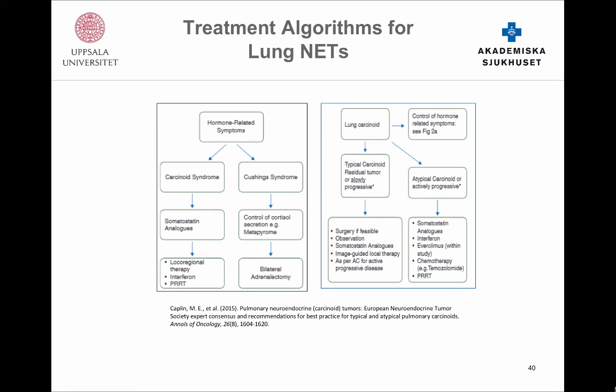somatostatin analog is still first line in low proliferating, the same for interferon. Everolimus, I think, is even better in this group because the patient with an atypical carcinoid will respond even better on everolimus. And then you have a possibility of chemotherapy, temozolomide, and of course PRRT, which we have been using in Europe for more than 10 years now, with lutetium or yttrium.